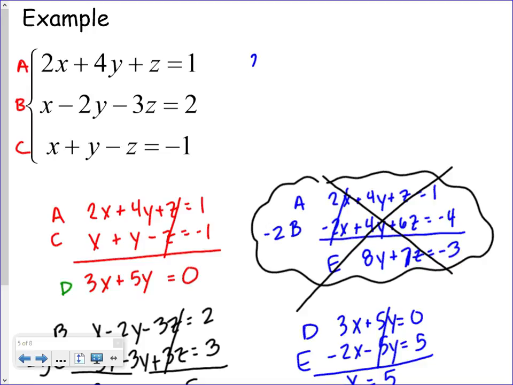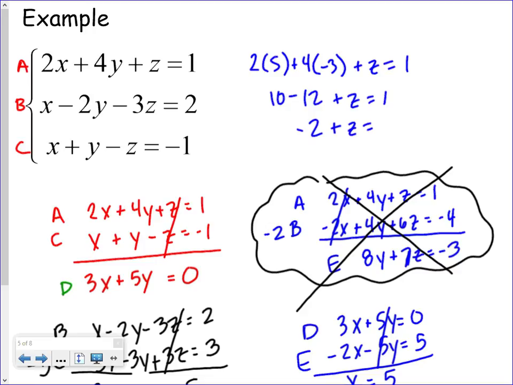I'm going to plug it into the first one. 2 times 5 plus 4 times negative 3 plus z equals 1. That's 10 minus 12 plus z equals 1. Negative 2 plus z equals 1, so z is 3. So I'm just doing back substitution and simplifying that so I can solve for z. So my final solution should be 5 comma negative 3 comma 3. X, Y, Z ordered triple.